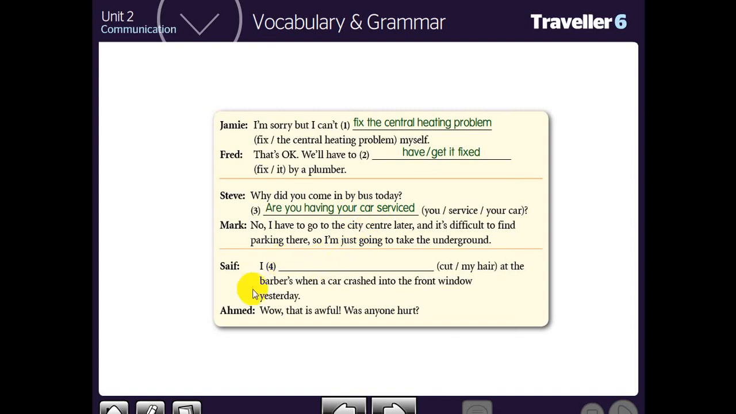As for this dialogue, Saif and Ahmed, I cut my hair. Is it me who cut my hair myself? No, the barber cut my hair. So, is it a causative or an active? Of course it is a causative form.